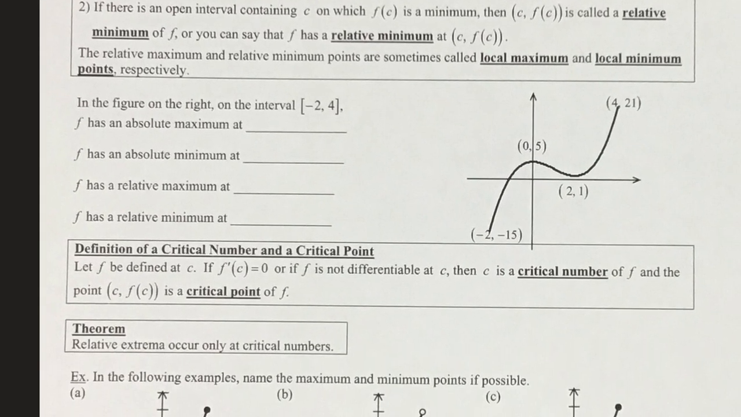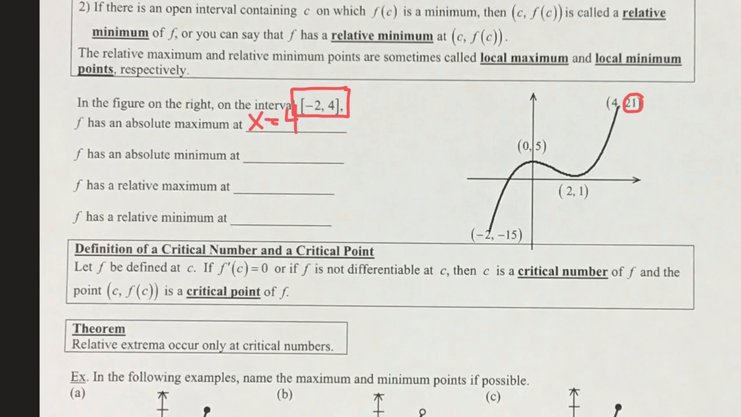So here we have a nice closed interval from -2 to +4. And we want to figure out where is our absolute maximum on this. So what are these 4 points? What is the highest y value? 21 is the highest value. And where does that y value occur? At x equals 4. So the answer to this: f has an absolute maximum at x equals 4. It's not asking for what is the y value. It's asking for where it is occurring.